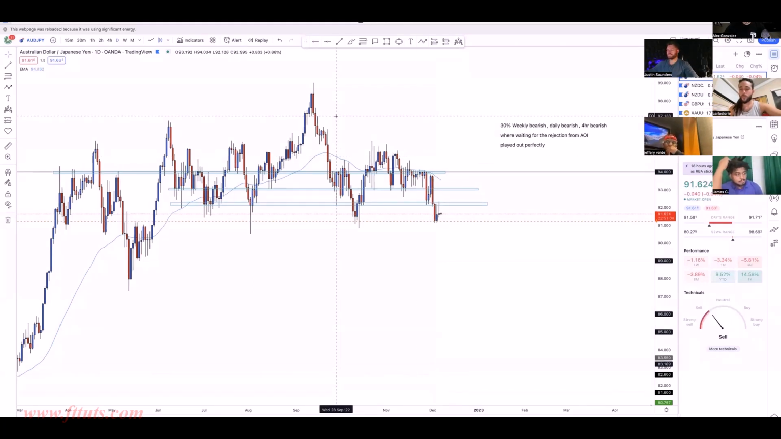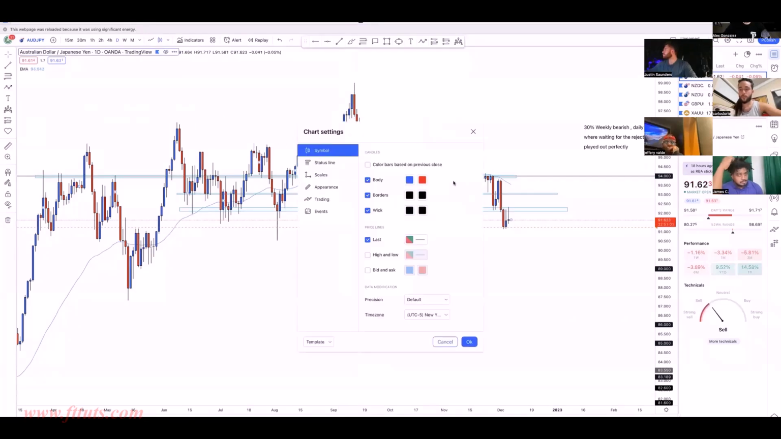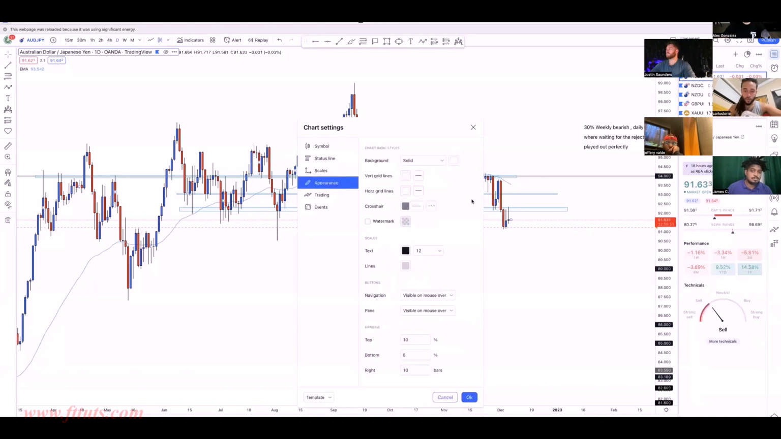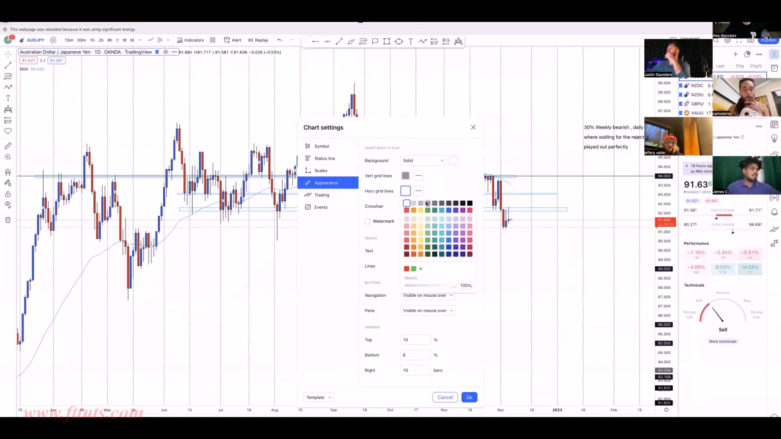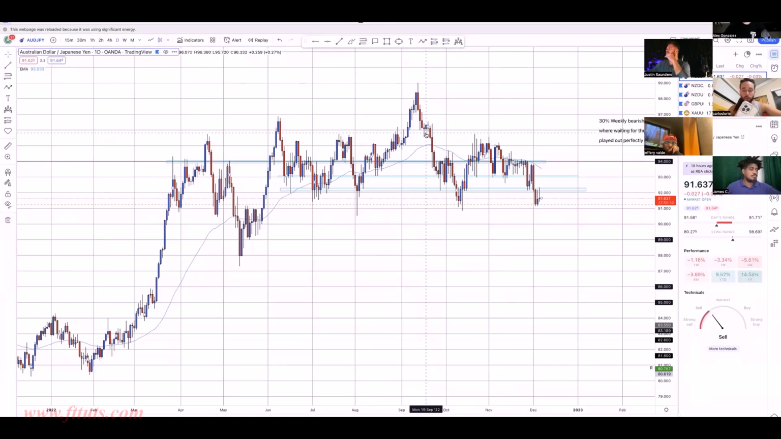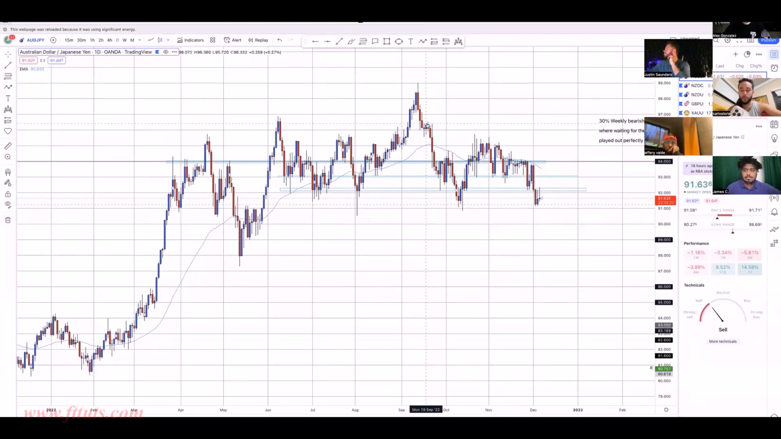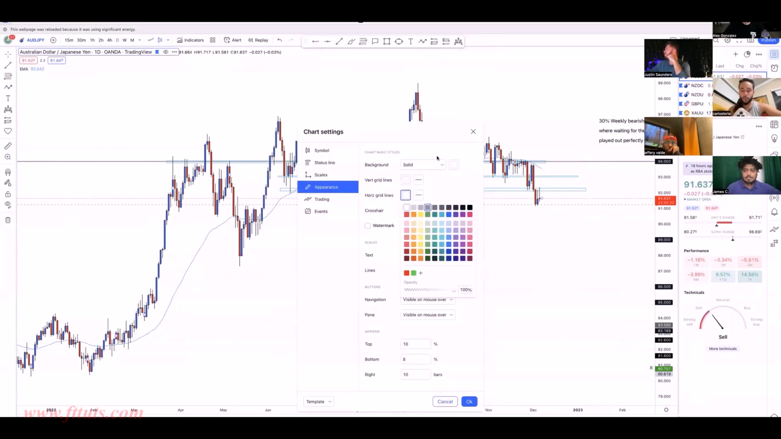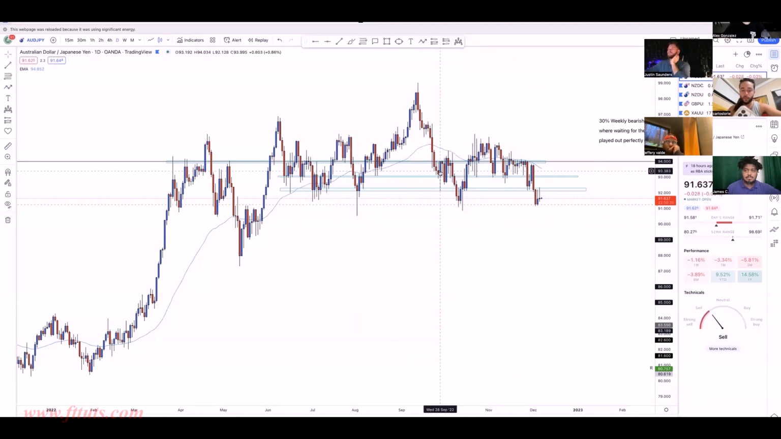So first things first, I recommend you get your chart and put a blue body and a red body. The borders are black. The wicks are black. When it comes to the scales, in appearance, we don't need these grid lines. Personally, I think they're so pointless. You can see how this looks so much more cluttered. It just looks terrible. You take it off and immediately you're focused on price action, which is what we're going to go over.